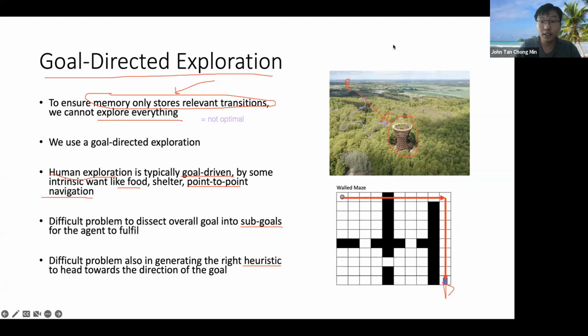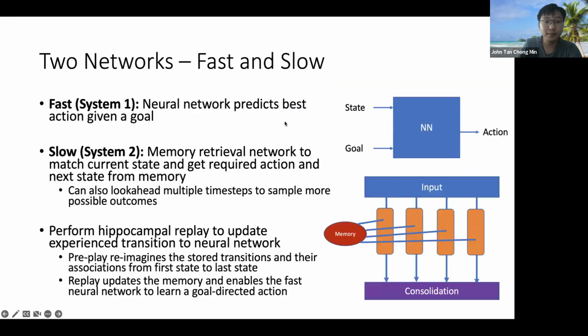Of course, I tried this heuristic before. I submitted a paper to ICLR for this, but I think it's going to be rejected. They said that this heuristic method requires too much handcrafting because for the environment itself, you need to know, oh, you need to use Manhattan distance and so on. So I've improved on this. Now there's no need for a heuristic anymore. So how do we do goal-directed exploration without a heuristic? That's the next slide.